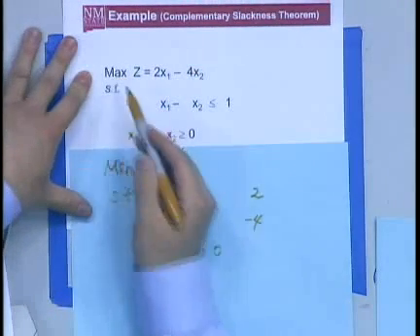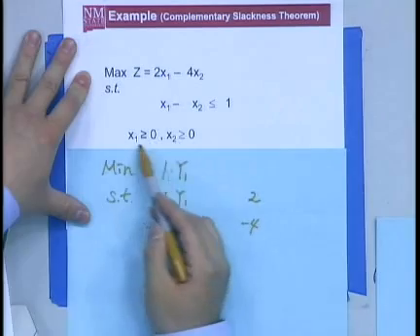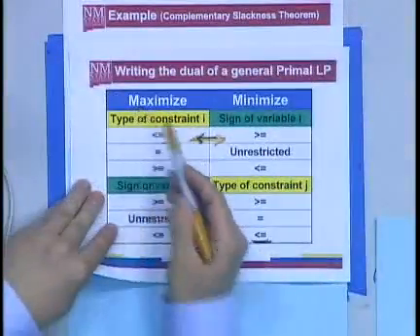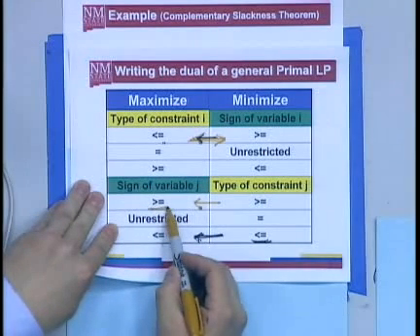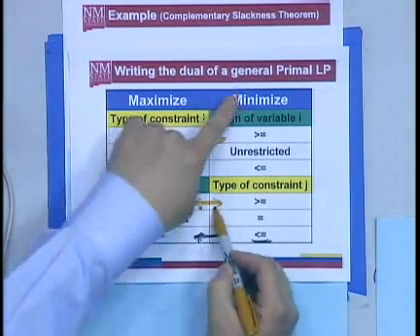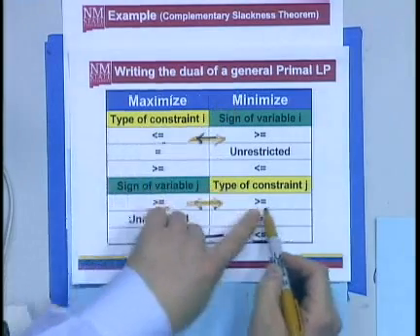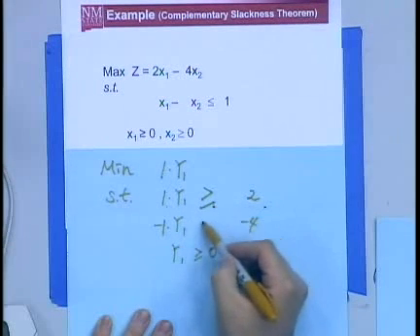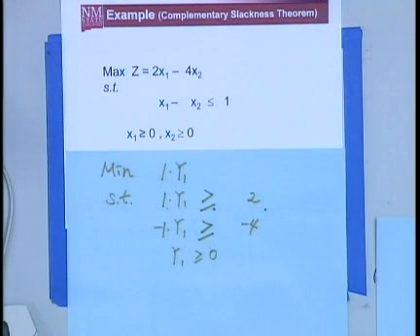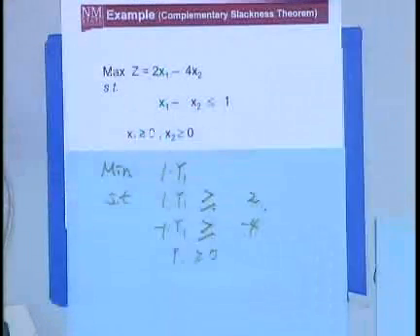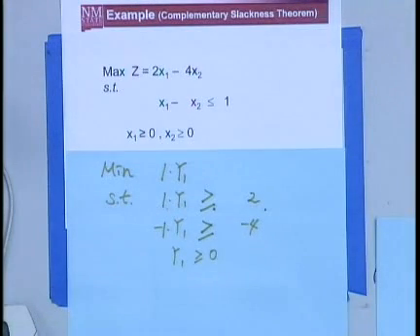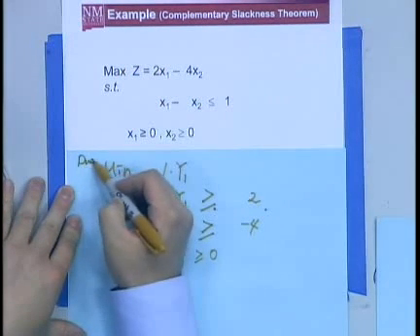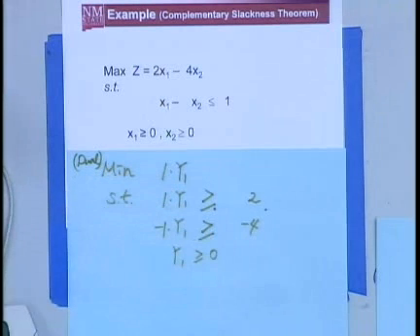And in the maximization problem, both variables are greater than or equal to 0, which implies that in the minimization problem, both constraints should be greater than or equal constraints, right? So both constraints should be greater than or equal here. So this is the dual problem. Okay?